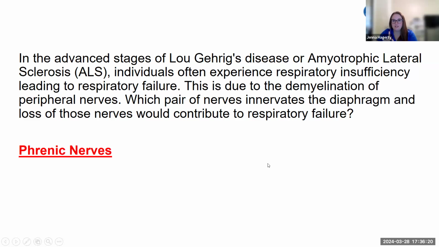Phrenic, you think C3, 4, 5 keeps the diaphragm alive is what we say. Those are the spinal nerve levels, and you do not need to know that for the exam. But if it helps you remember, that's what keeps the diaphragm alive. You can say that to yourself. So yes, phrenic nerves is what innervates the diaphragm.